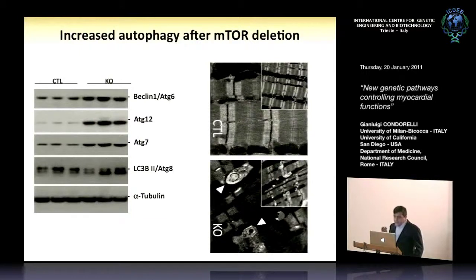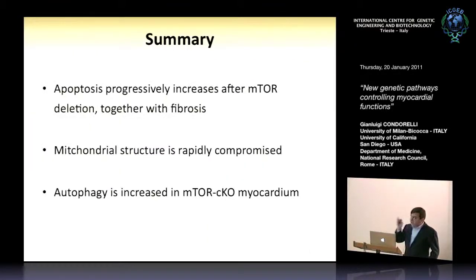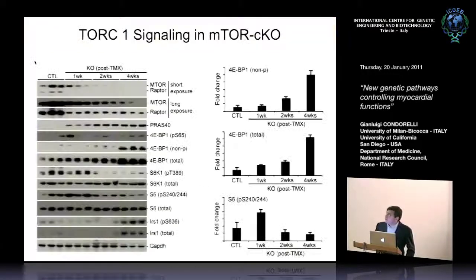But we don't know whether autophagy is bad or good, so we are crossing these mice with mice that should have much less autophagy. I think that autophagy is not a big player in this situation. Actually, autophagy helps cardiac function, as has been shown by others: in this setting, say banding, when there is less autophagy, the heart does worse than if you don't block this pathway. So this shows that apoptosis progressively increases in the mTOR knockout, mitochondrial structure is compromised, and there is an increase in autophagy.